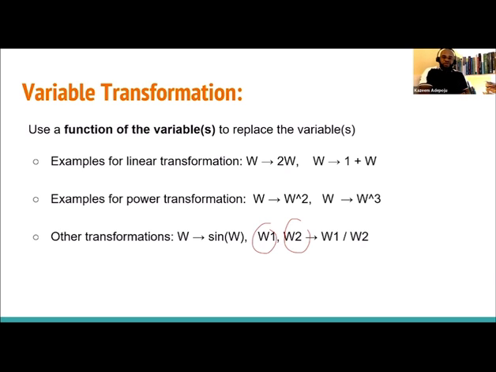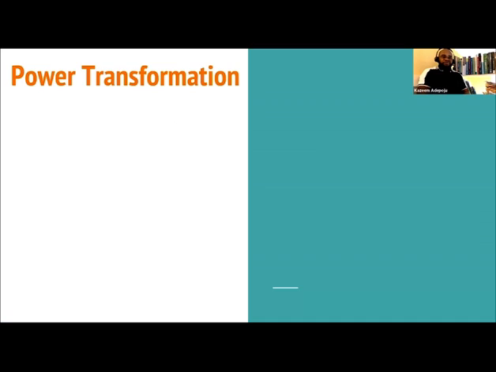How do we transform our model if we still want to use linear regression? How do we transform our model? And of course, what I'm walking you through right now is different kinds of transformation we can have around. Now I want to go into power transformation because we use power transformation a lot. Now I want to generalize the power transformation.